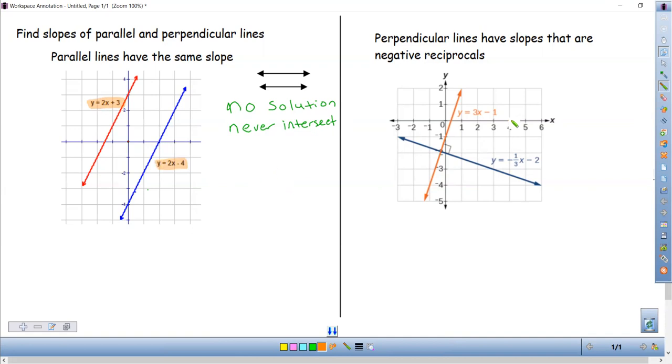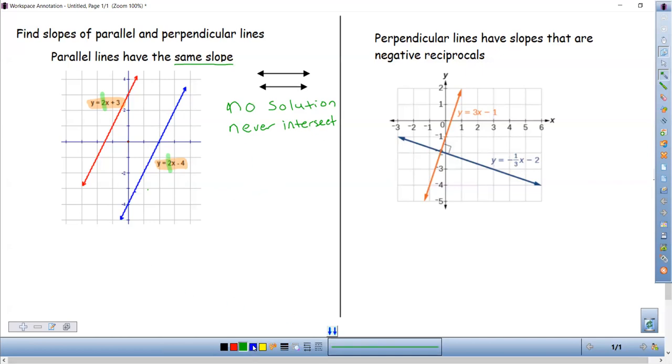Do you see what the slope is? The slope is 2, right here and right here. They are the same. Parallel lines have the same slope. So now let's test that.